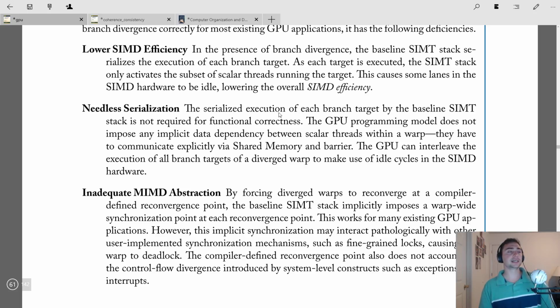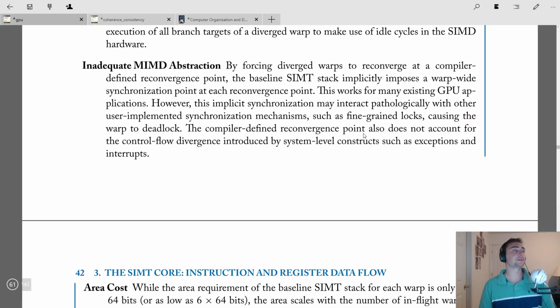The second thing is needless serialization. The serialized execution of each branch target by the baseline SIMT stack is not actually required for functional correctness. The GPU programming model does not impose any implicit data dependency between scalar threads in the warp. They have to communicate explicitly with shared memory and barriers. So the GPU can interleave the execution of all branch targets of a diverged warp to make use of idle cycles in the SIMD hardware, right? So this serialization that we saw from the SIMT stack is not necessary. It's just kind of an artifact of the way the stack was designed.